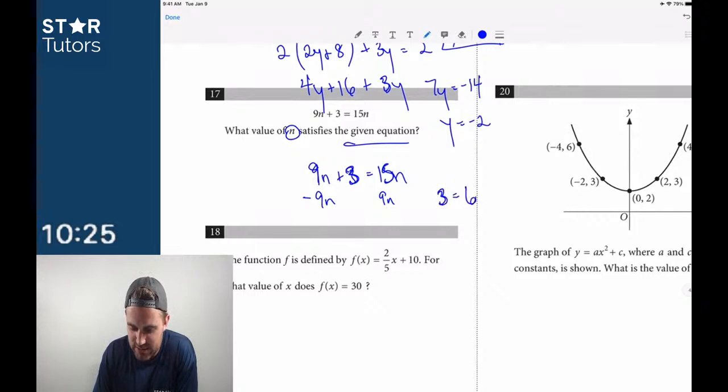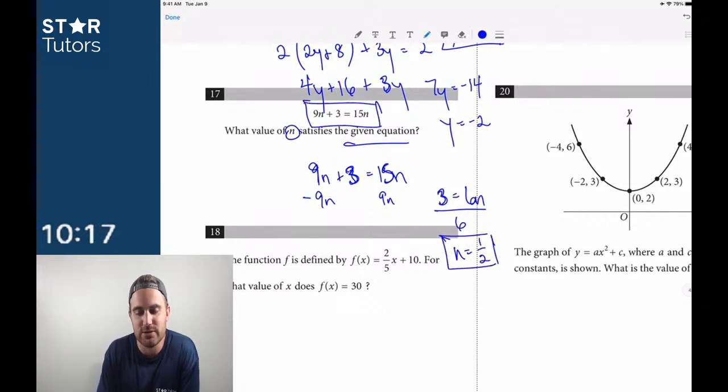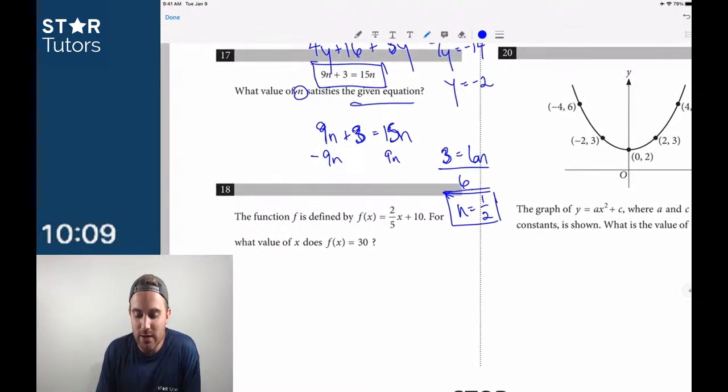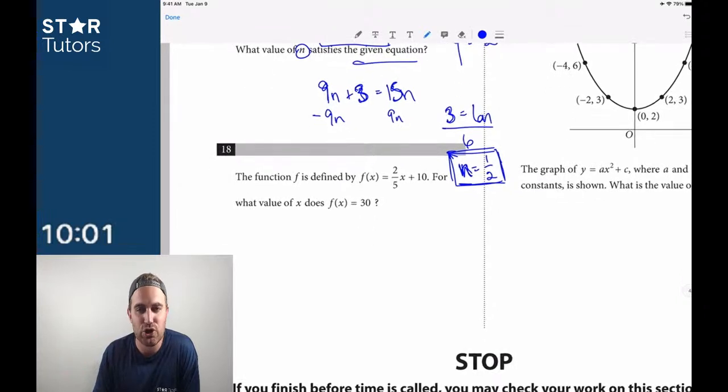3 equals 6n. Does everybody see why I'm so adamant about n equals 1/2? This is the easiest question by far on this whole test. And if you were to get worried about question number, let's say 12, and you started to run low on time, do you know how easy it is to make a simple mistake? This number 17 is without doubt the easiest question we've seen so far and the easiest on the test. It can't get much easier than that. That's just basic algebra.